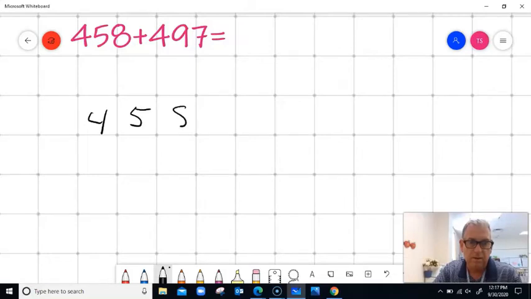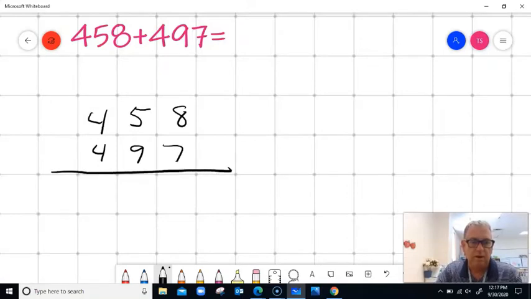458 plus 497. And you notice when I draw my digits on my grid paper, all my digits stay within the lines there. So on the first problem, we're going to start in the ones place. So we'll do 8 plus 7, and 8 plus 7, just start with a bigger number and count up from the bigger number. So we'll start at 8 and go 9, 10, 11, 12, 13, 14, 15. So 8 plus 7 is 15.